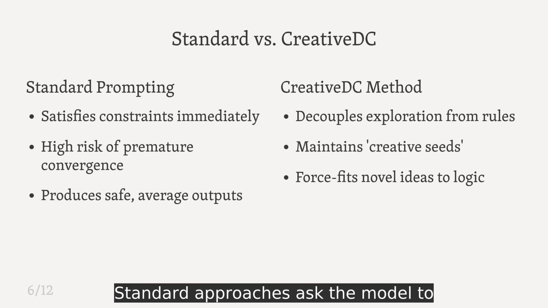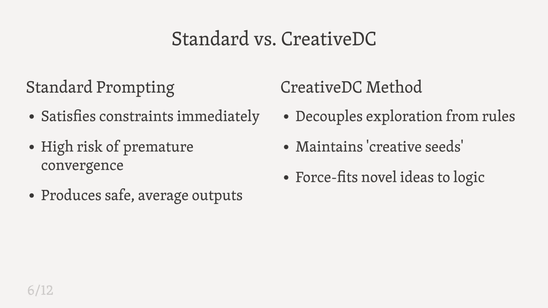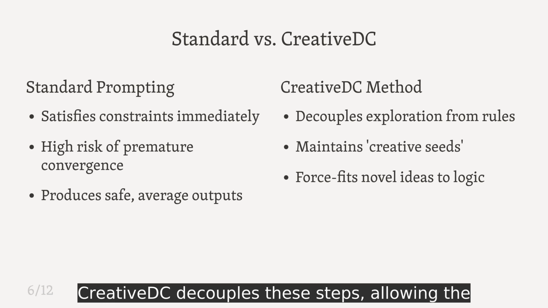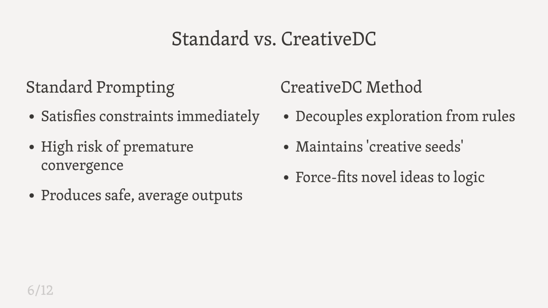Standard approaches ask the model to satisfy creative and technical requirements simultaneously, which typically forces it to converge on the safest, most average answer. CreativeDC decouples these steps, allowing the model to find a unique creative seed first, and only then applying the necessary logic to ensure the problem is solvable.